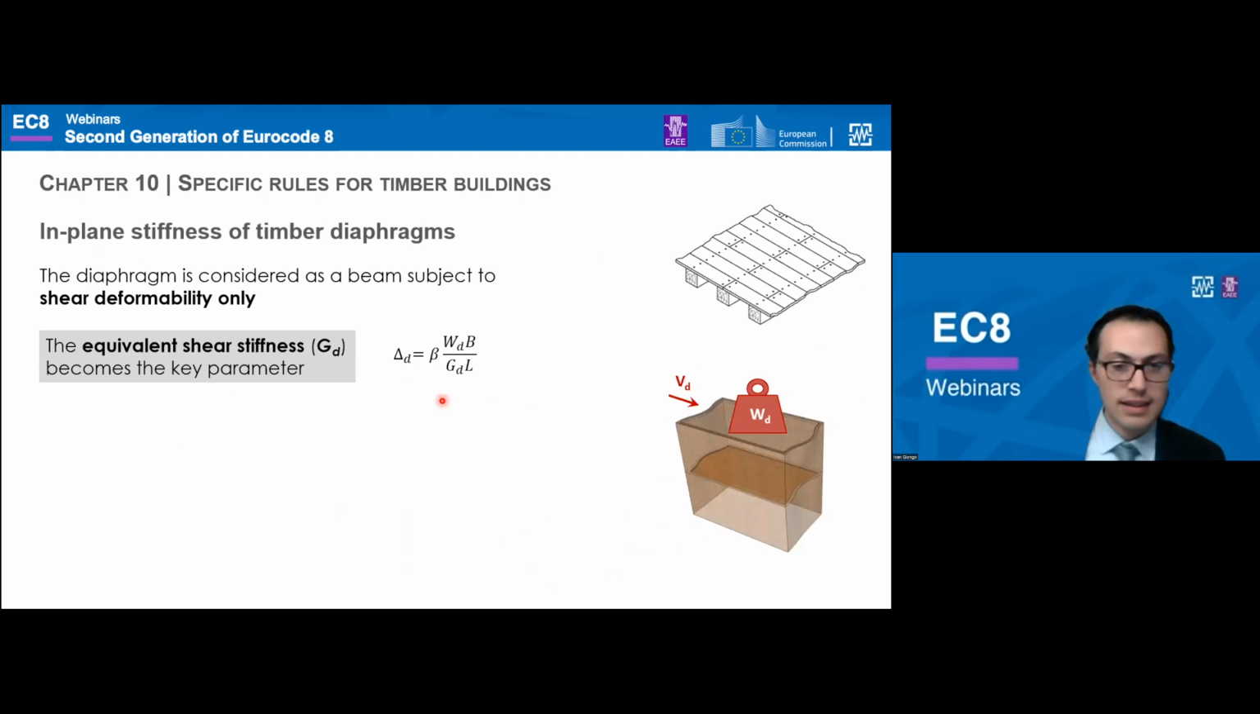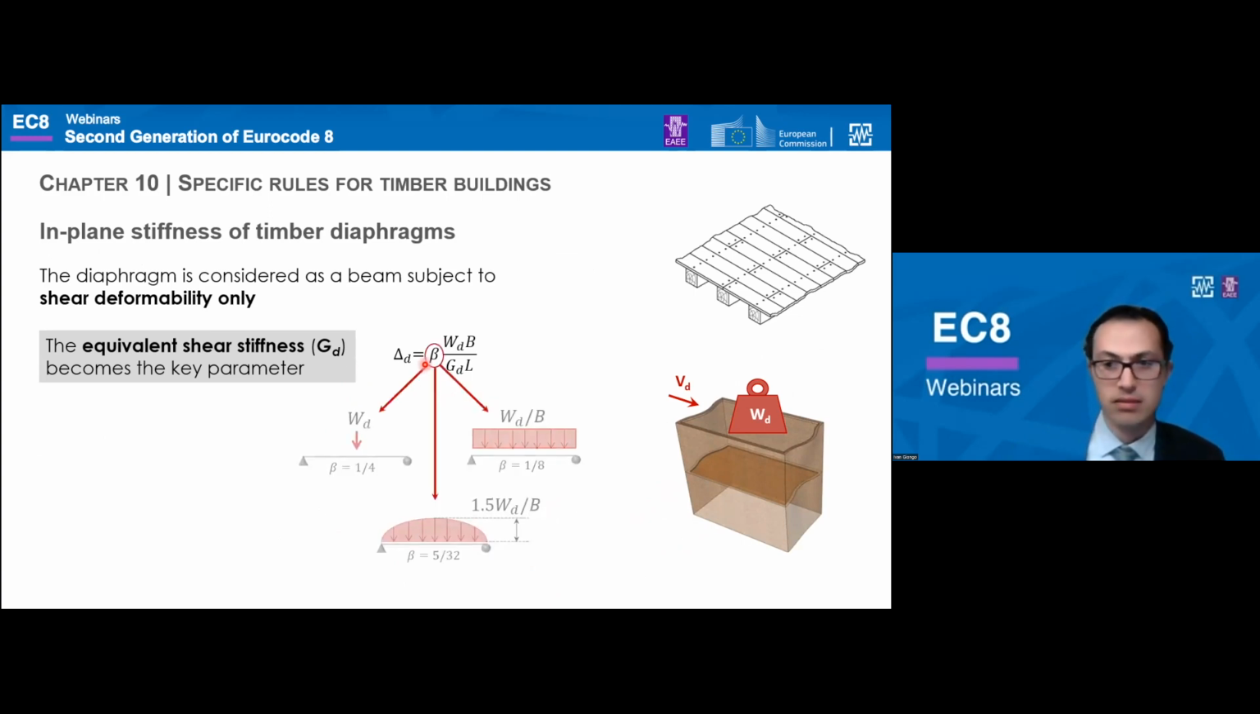In the scientific literature dealing with diaphragms, there is the tendency to refer to an equivalent shear stiffness value, GD, which is obtained by considering the diaphragm as a beam subjected only to shear deformability. And with such an assumption, our midspan deflection can therefore be estimated with a formula as simple as this one here, where this coefficient beta depends on the loading conditions that are adopted.